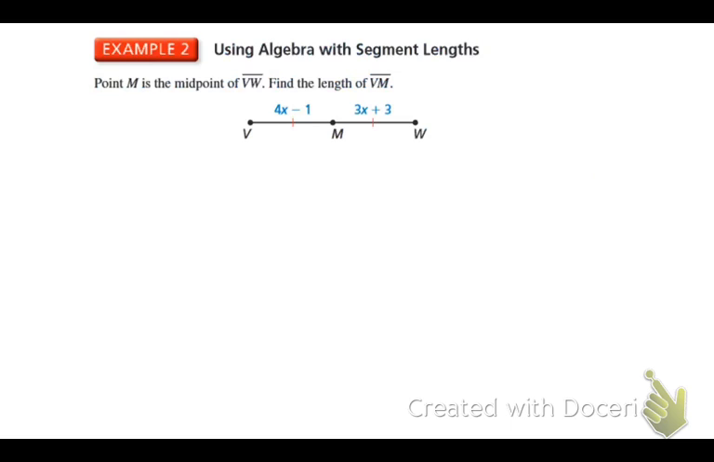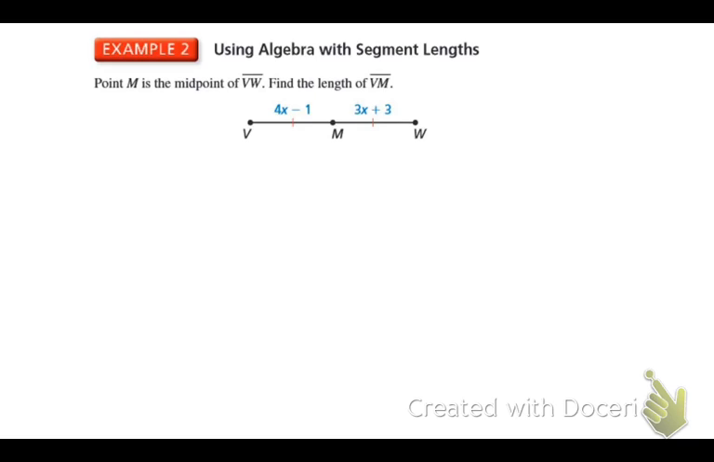All right, so this one is similar. You're going to use the same concept, except now what have we added in? We've added in algebra. Some algebra. It's okay. So here is what we know. Can someone read the directions to me? Go ahead, Jace. Point M is the midpoint of VW. Find the length of VM.